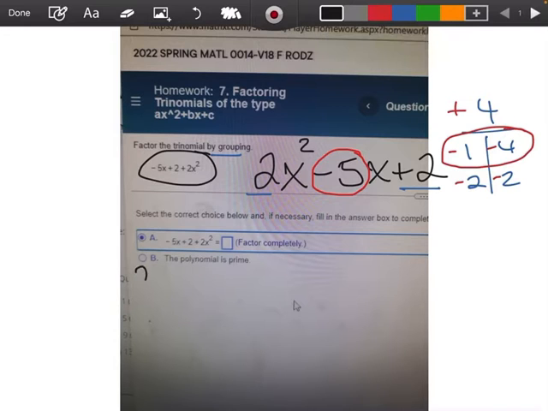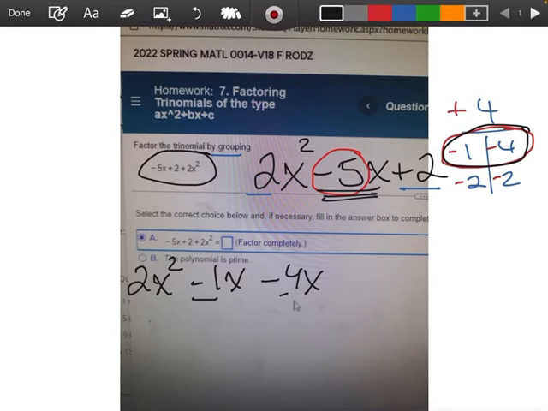All right, so now we're going to rewrite the problem. We're going to write it as 2x squared. Instead of writing a negative 5x, I'm going to write a minus 1x and a minus 4x. So I'm using these numbers right here. And then I still have that plus 2 at the end.